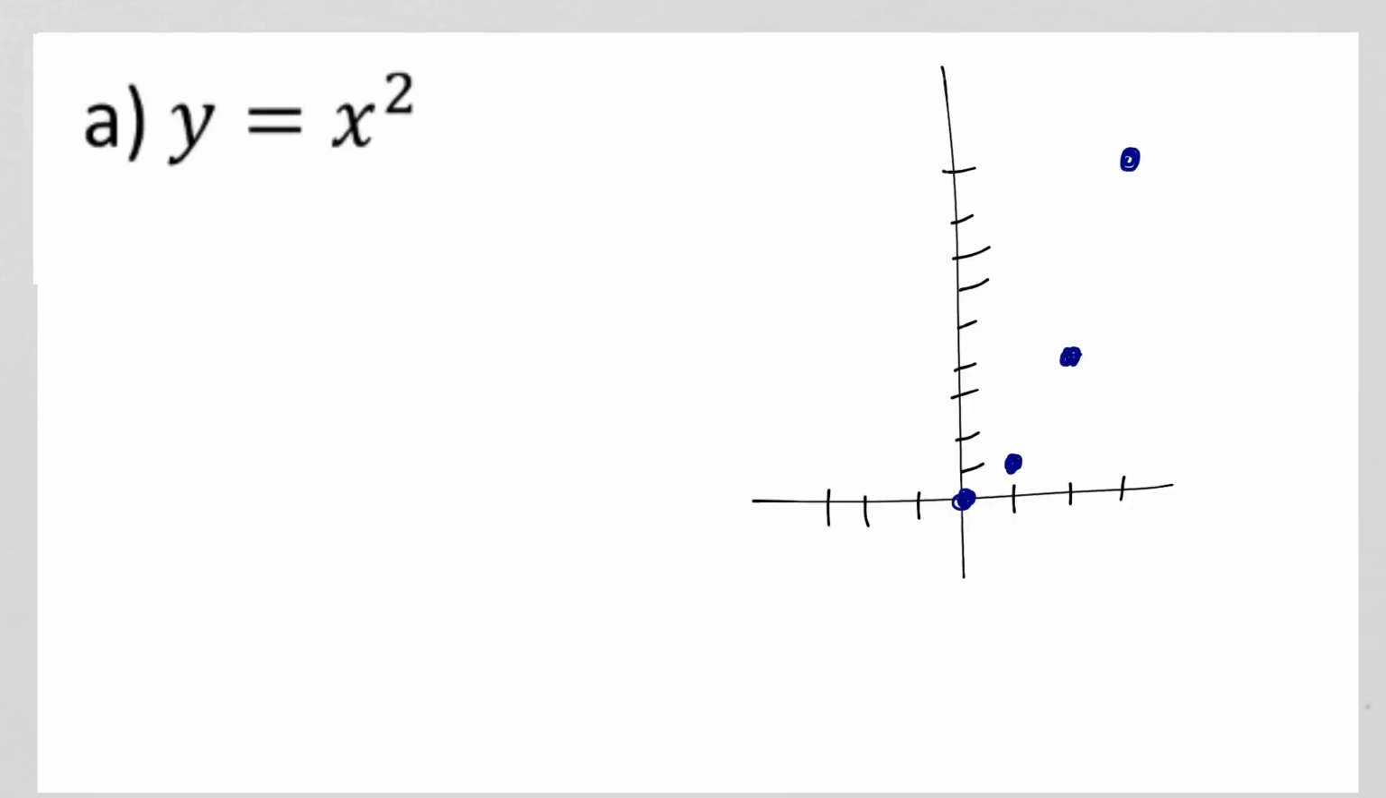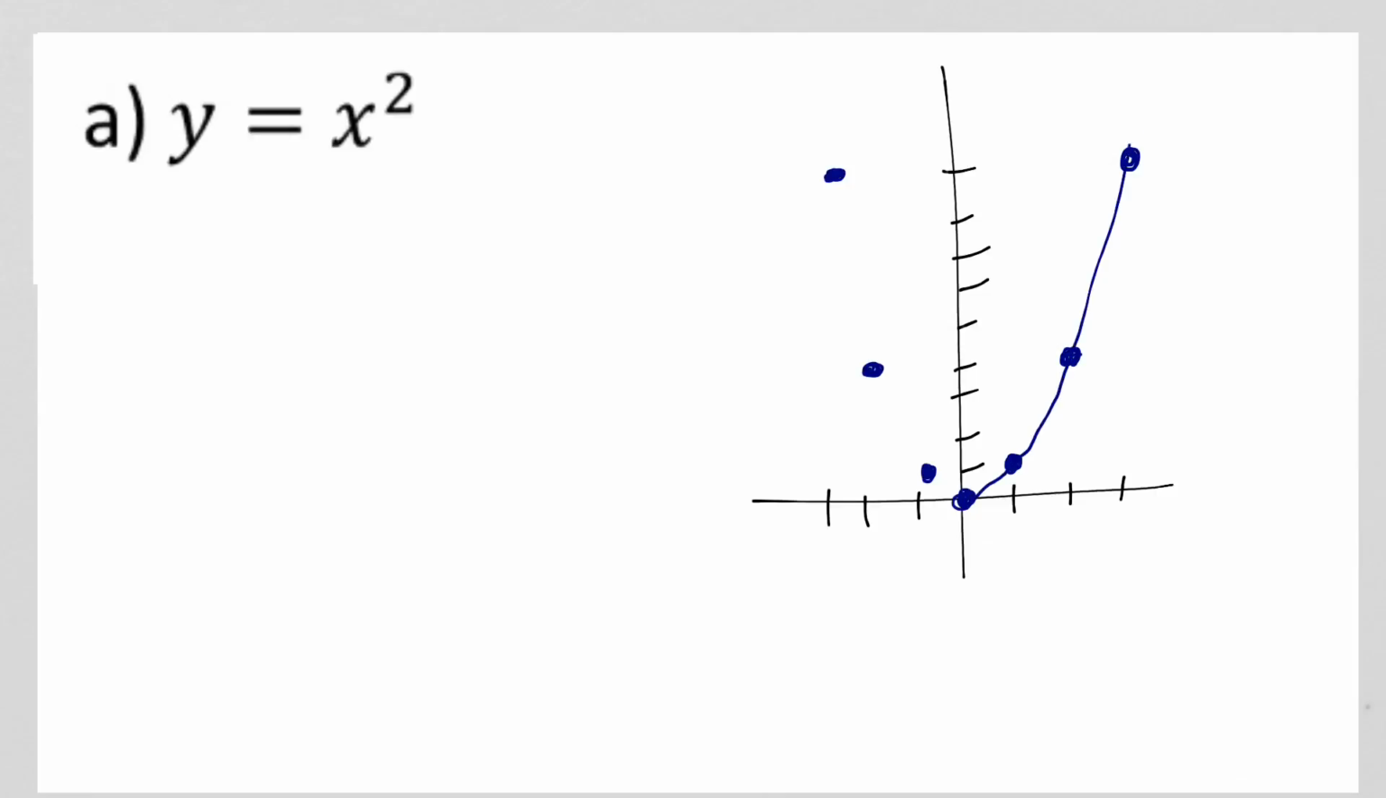Now imagine if I'm plugging in negative x values. Negative 1 quantity squared is also 1. So I get a symmetrical point right there. Negative 2 quantity squared is also positive 4. So I get a symmetrical point there. And negative 3 quantity squared is also 9. So we get another symmetrical point right there.